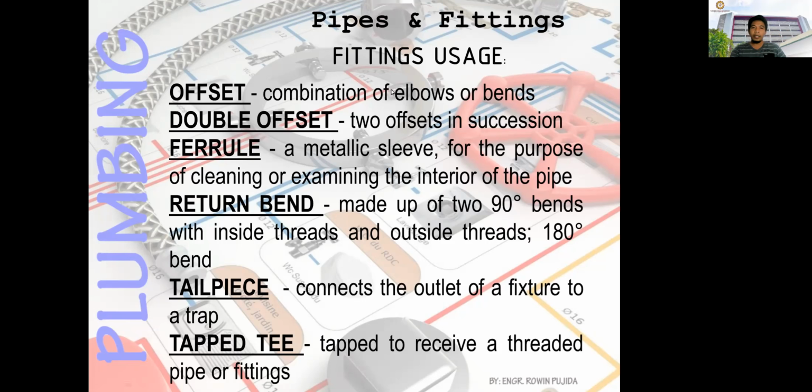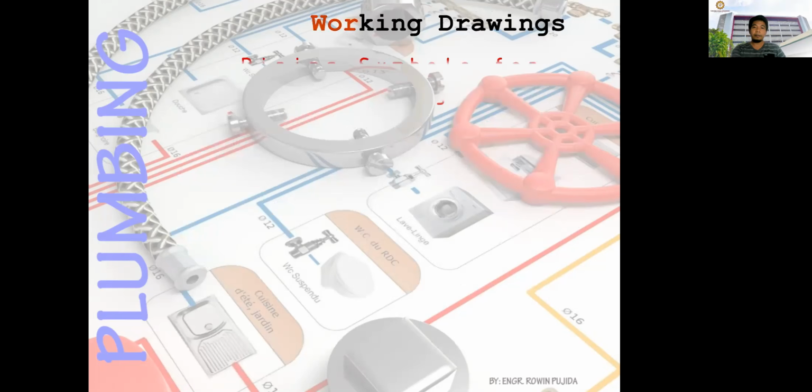So the fitting that connects from the fixture, for example your water closet, to your P-trap, the fitting to connect the P-trap and the water closet is the tailpiece. Next is the top T, to receive a tap, to receive a threaded pipe or fittings.